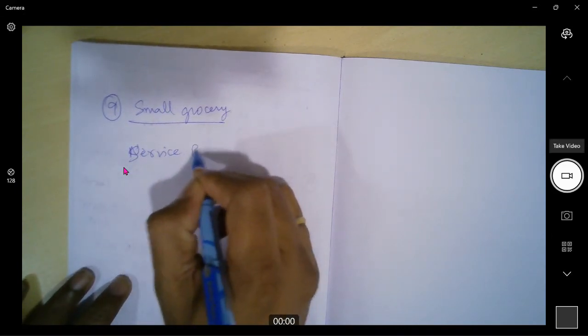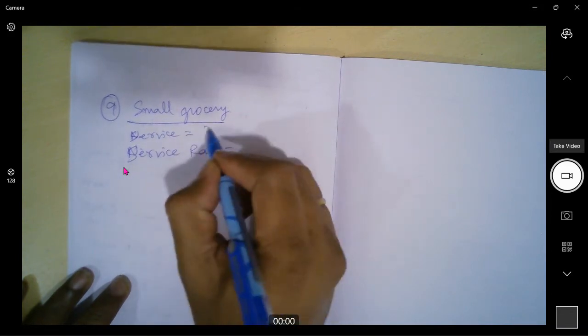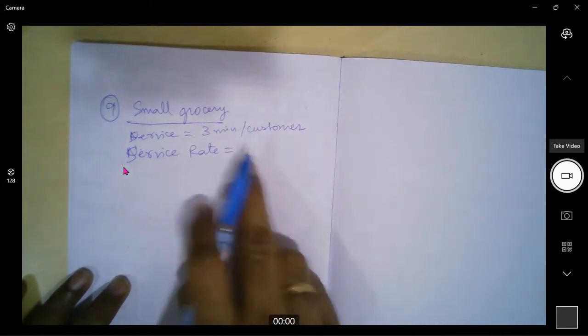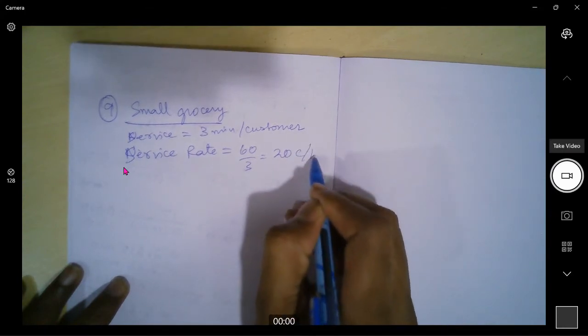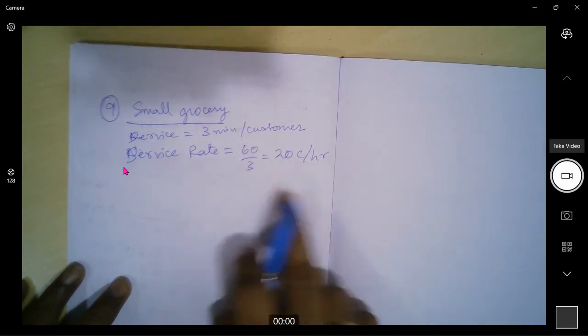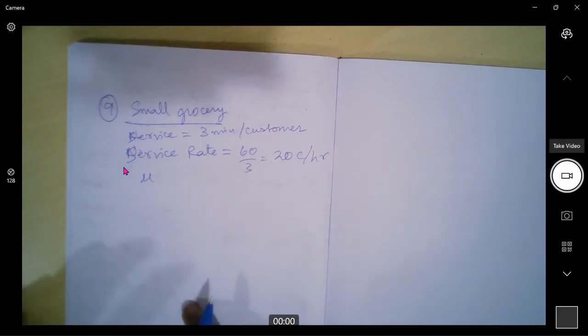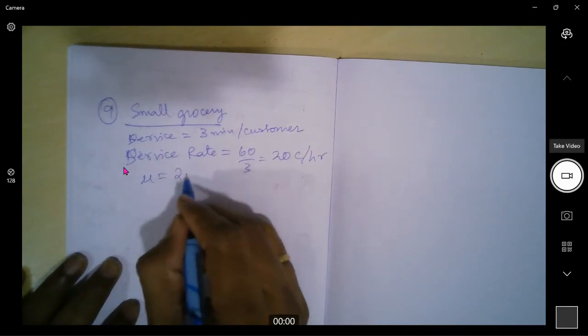So that is service rate. Service is nothing but 3 minutes per customer. So simply, service rate will be 60 divided by 3, that is 20 customers per hour. So what is the service rate? We are calling service rate as mu. Yes, service rate is mu, that is 20.